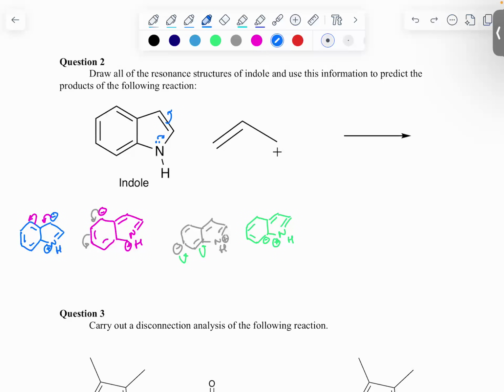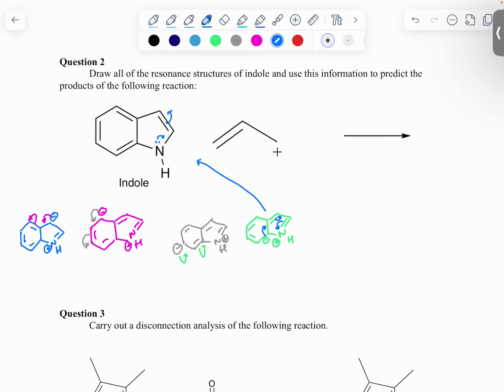Well, we'll make our way around the ring again. So we can go, oh, my pencil's not working. We can push these electrons here, and this will bring us to the starting point.